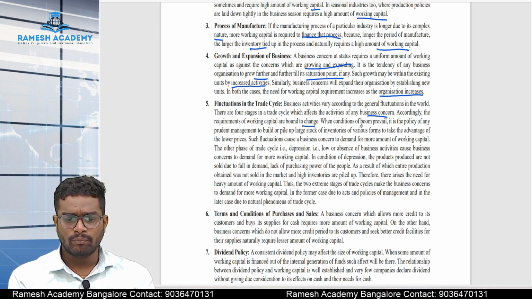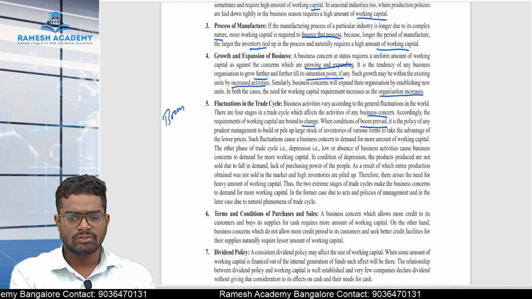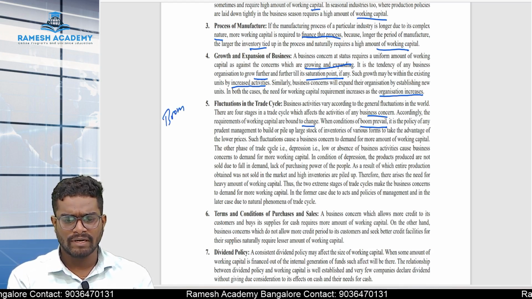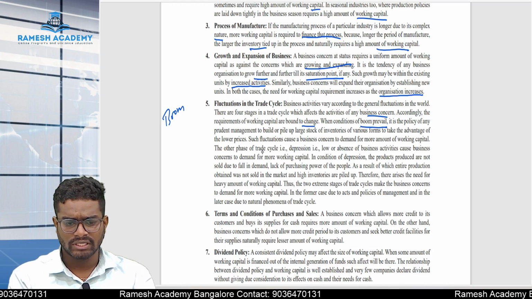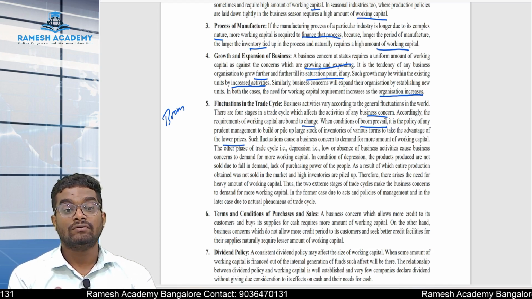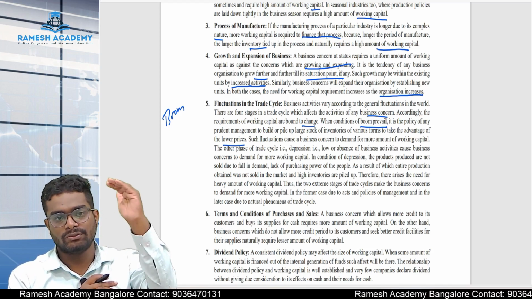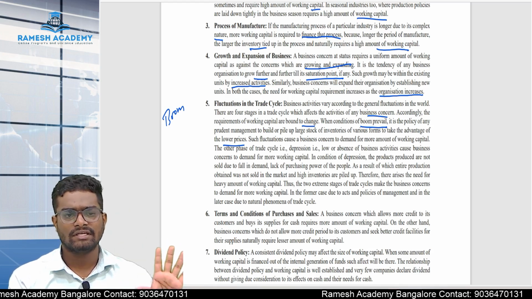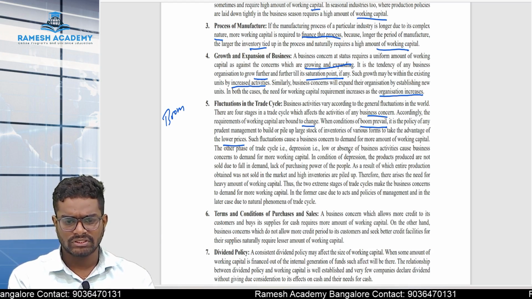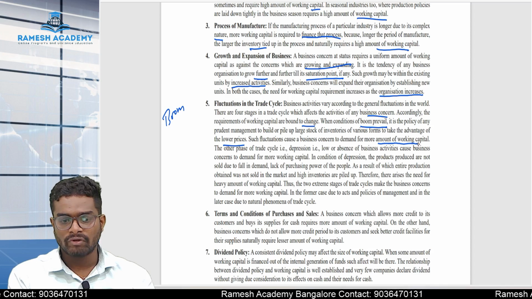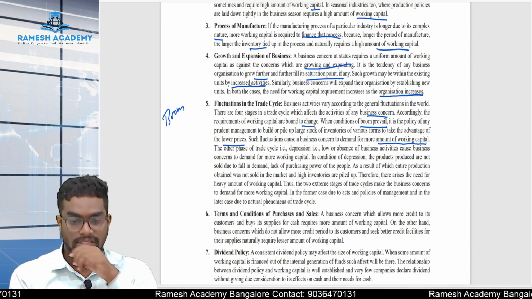When conditions of boom prevail, the first condition is boom. The policy of any prudent management is to pile up a large amount of stock in various forms to take advantage of the lower prices. So if there is a boom in the market, which means the demand is huge, they will be stocking up the goods. They will maintain heavy stock, cater to the needs, and make a profit. That fluctuation causes the business concern to demand more working capital, since we have to maintain more and more stock.